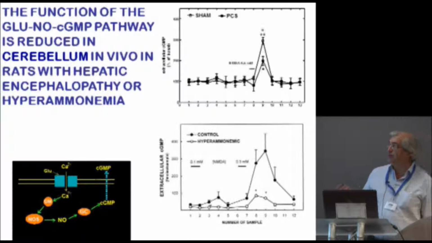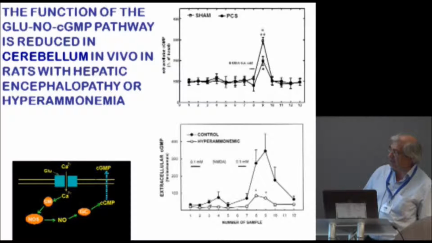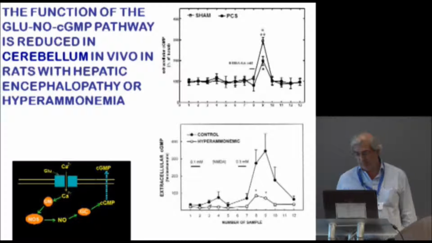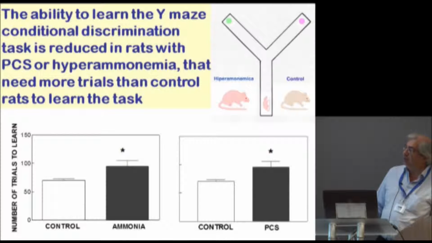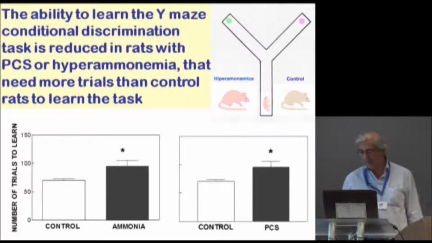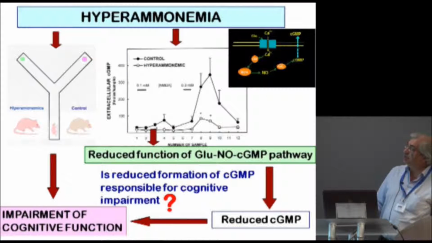We tested what happens with this pathway in hyperammonemic rats or rats with portacaval shunt. And as you can see here, there is an impairment of the function. This is the response in normal rats, and in portacaval-shunted rats, the function of the pathway is reduced, and also in hyperammonemic rats, indicating that some step of this pathway is impaired in brain in vivo in hyperammonemia or portacaval-shunted rats. Moreover, these rats need more trials than control to learn this task, indicating that they have impaired ability to learn the task. Therefore, hyperammonemia impairs the function of the pathway and the ability to learn this task.